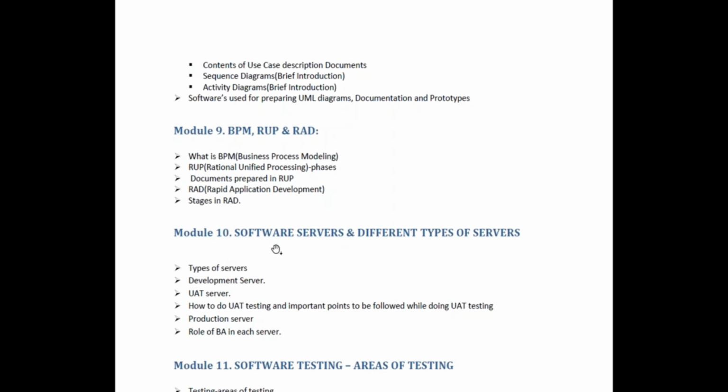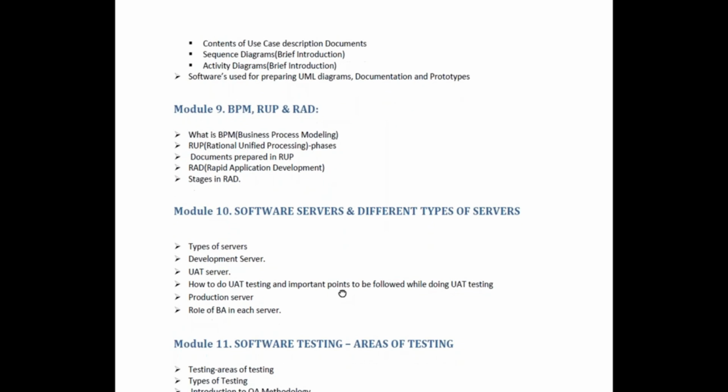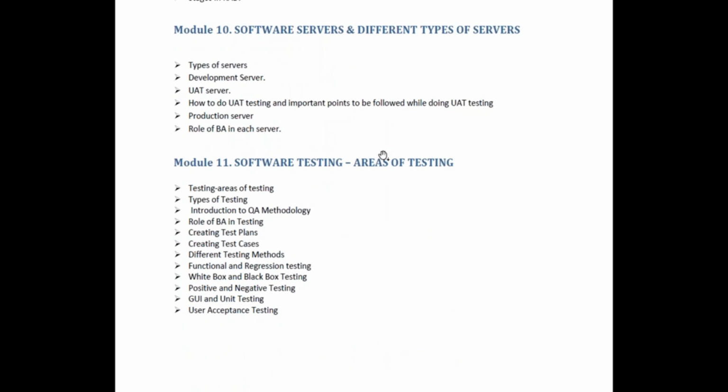And module number 10 is related to software servers and different types of servers, that is what is a development server and what is a UAT server, how to do UAT testing, and important points to be followed while doing UAT testing, and what is a production server and the role of a BA in each server. So I am going to explain UAT here in module number 10. And module number 11 is software testing and areas of testing.